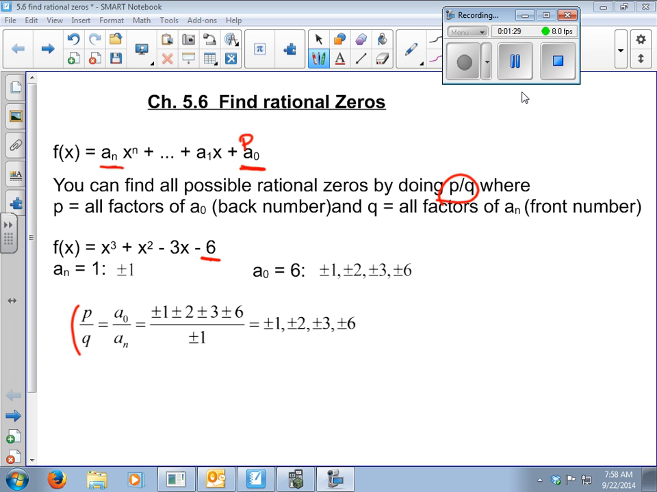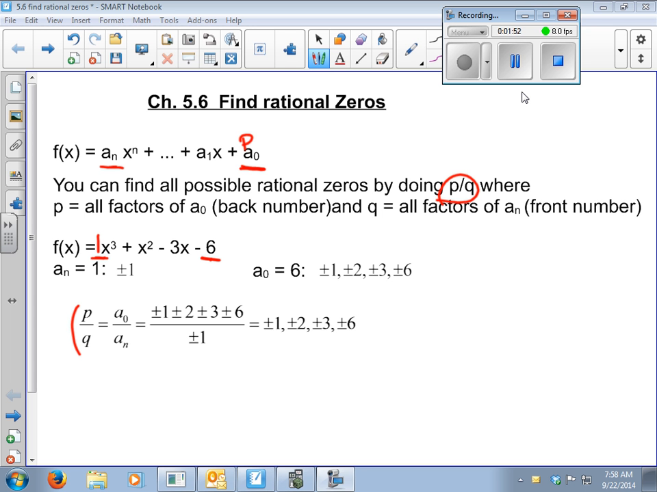Now you need to show plus and minus because you could be doing positive 1 times positive 6, you could do negative 1 times negative 6. So you need to show that by listing both plus and minus with all of them. Then we move to our number in the front. We don't have a number, so we assume it's going to be 1. This is really easy because the only factors that work would obviously be just plus and minus 1.